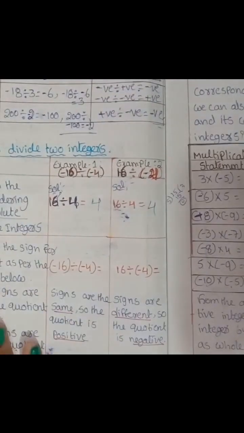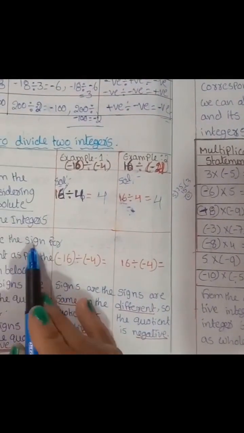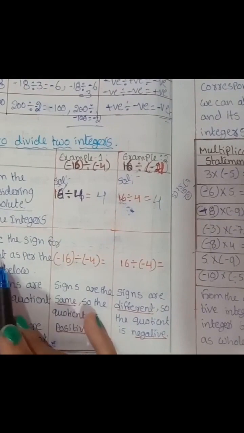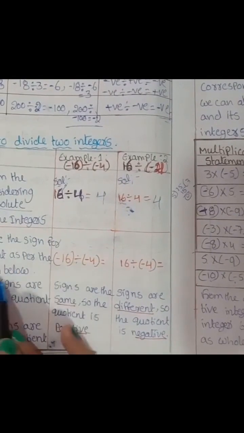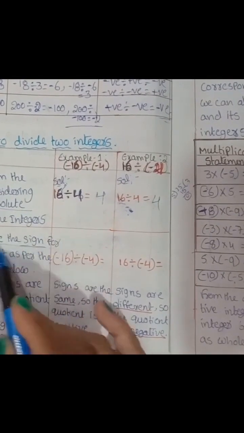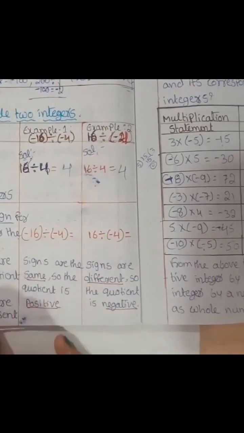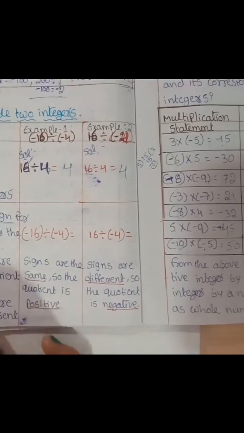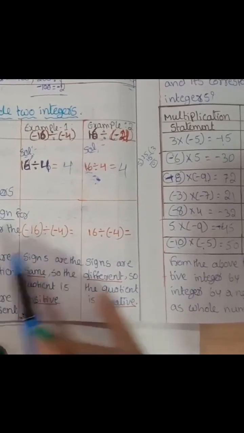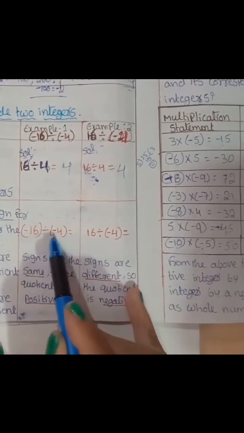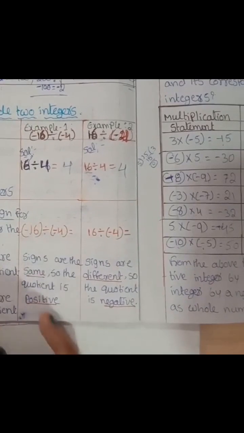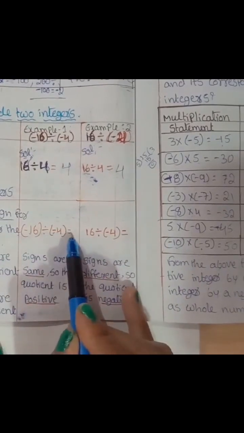And next is step 2. Now write the sign for the quotient as per the rules given below. Write the quotient sign. What are the rules? There are two rules. When the signs are the same, the quotient is positive only. Okay?